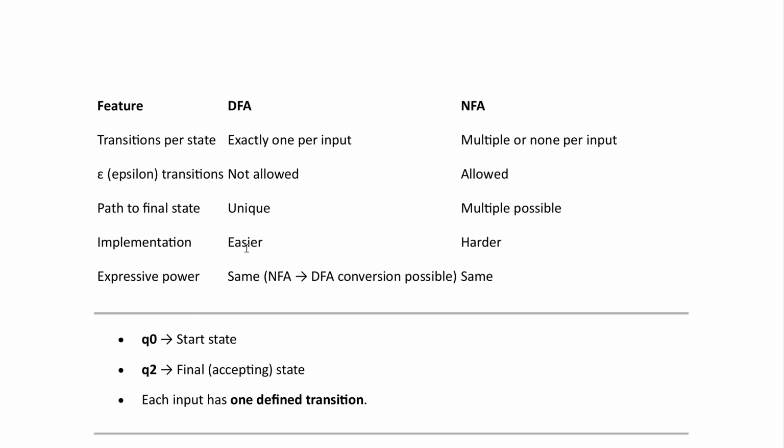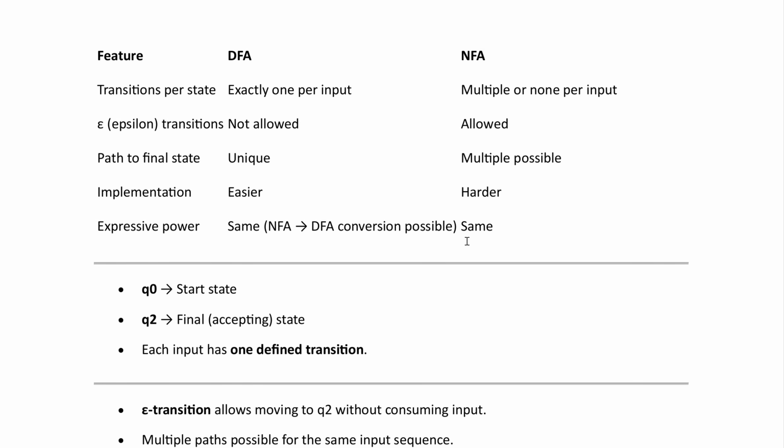As far as implementation is concerned, implementation of DFA is easier. Implementation of NFA is harder. As far as expressive power is concerned, the power of DFA and NFA is the same. That is, NFA can be translated into DFA, and the same is applicable the other way around. That is, we can get the NFA from DFA.